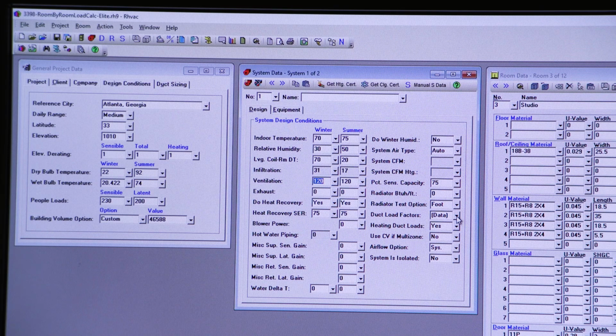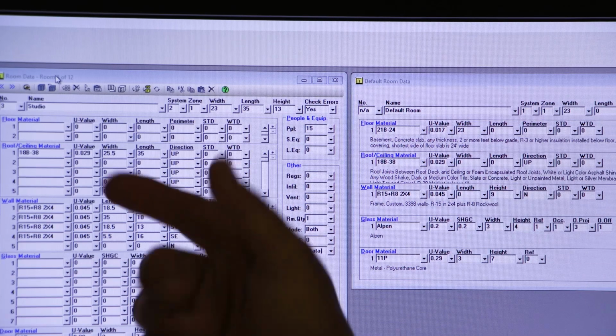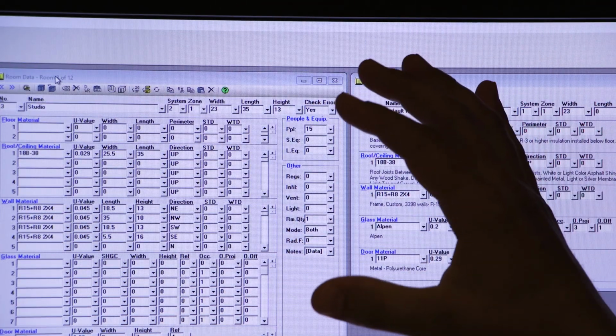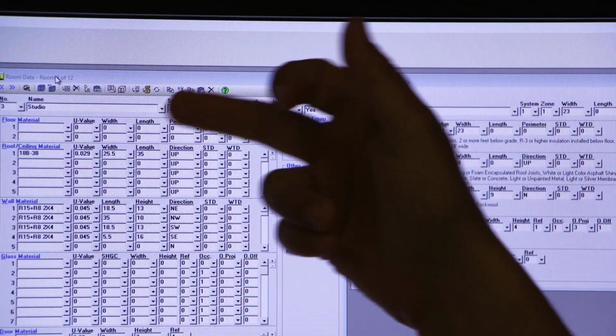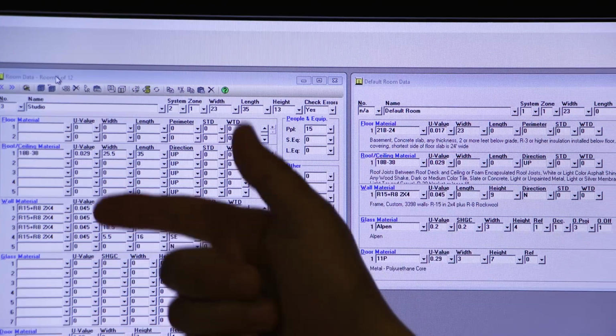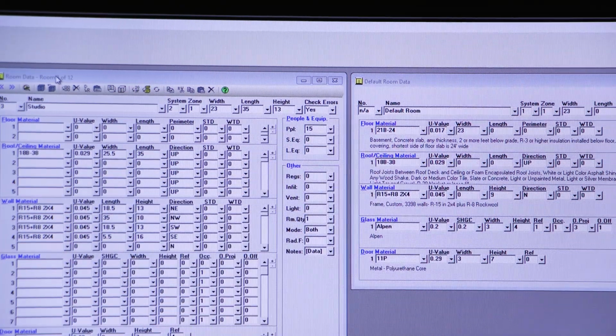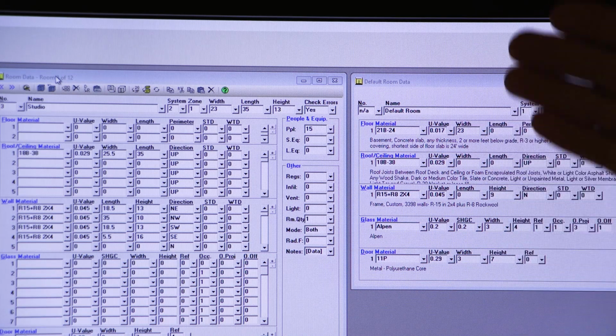Because if you're going to put the ducts in the attic, then they're going to pick up heat in the summertime. And if you're going to put them in the crawl space, they're going to lose heat in the wintertime, etc. So here you can see we are describing the enclosure. So I've got floor material, roof and ceiling material, wall material, glass material, and door material. And these are all reflected here in the default value.